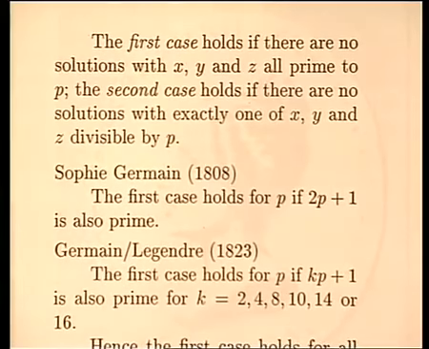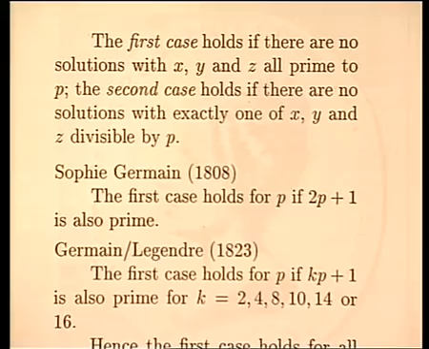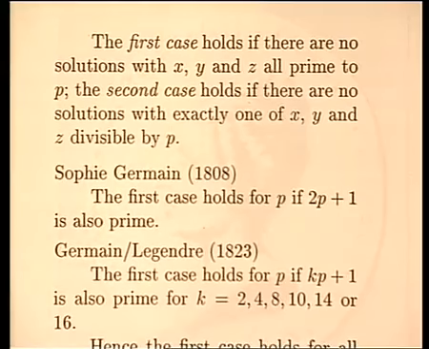In 1808, she proved that the first case holds for exponent p if 2p plus 1 is also prime. This covers, for example, the case p equals 3, since 7 is a prime, already proved by Euler, the case p equals 5, since 11 is prime, but does not cover the case p equals 7, since 2p plus 1, which is 15, is composite.